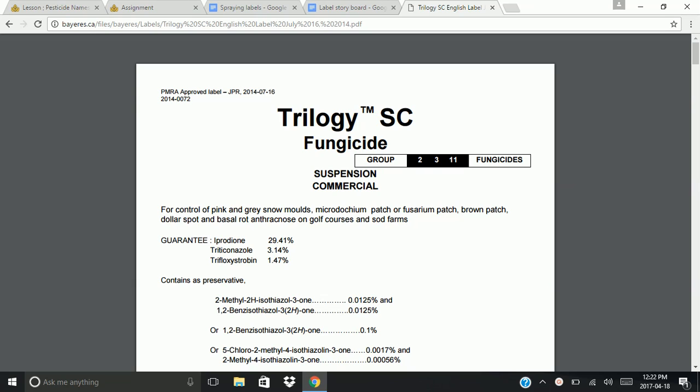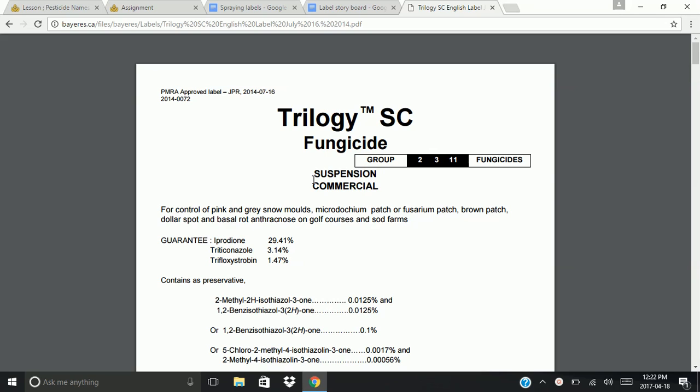On the front of the label, generally below the name, it will tell you what the formulation of the chemical is. What this means is it'll tell you what form it'll be in, like a liquid or a granular. This can have effects on equipment and how you apply. So this one is suspension.